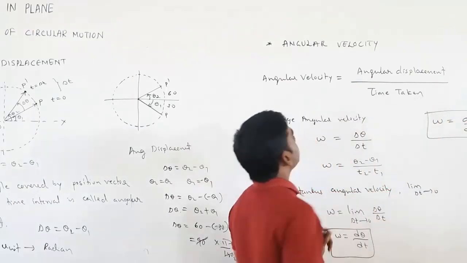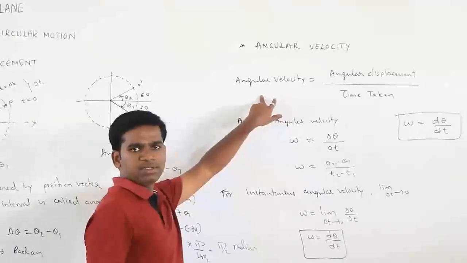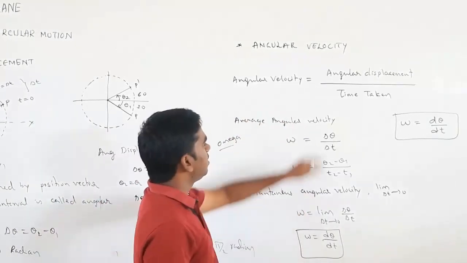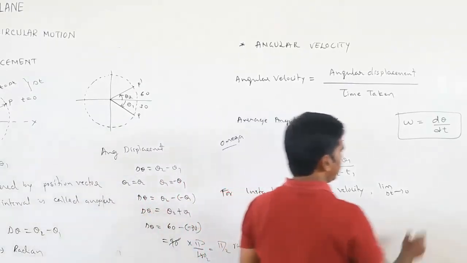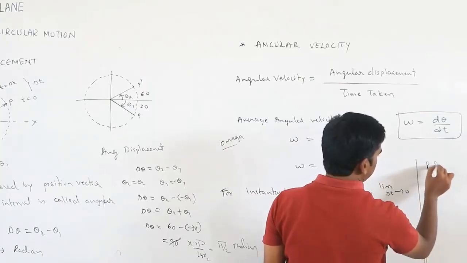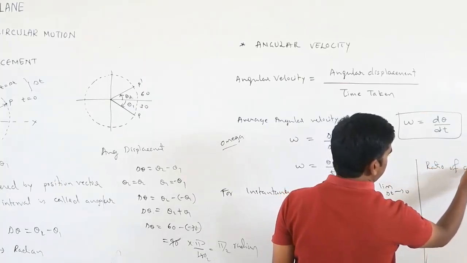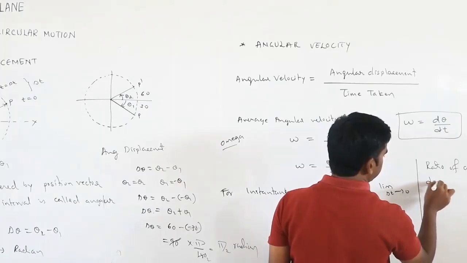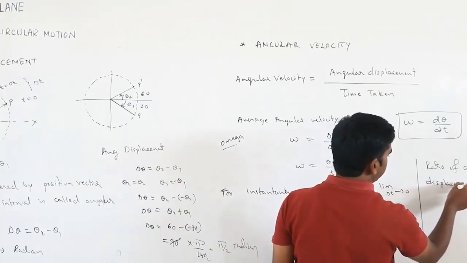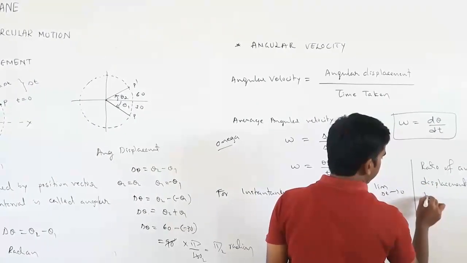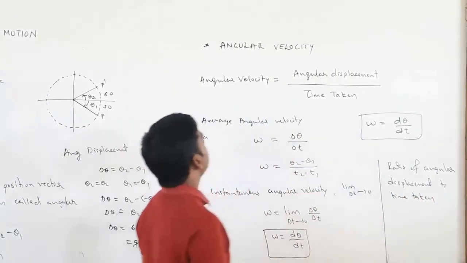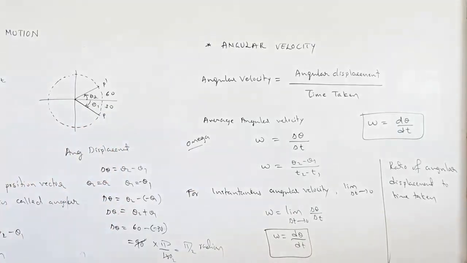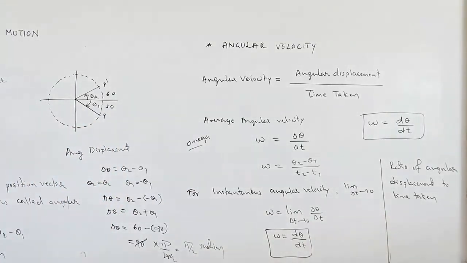This is the angular velocity. You can define it simply as the ratio of angular displacement to time taken, which is called the angular velocity. The most important thing to remember here is omega.